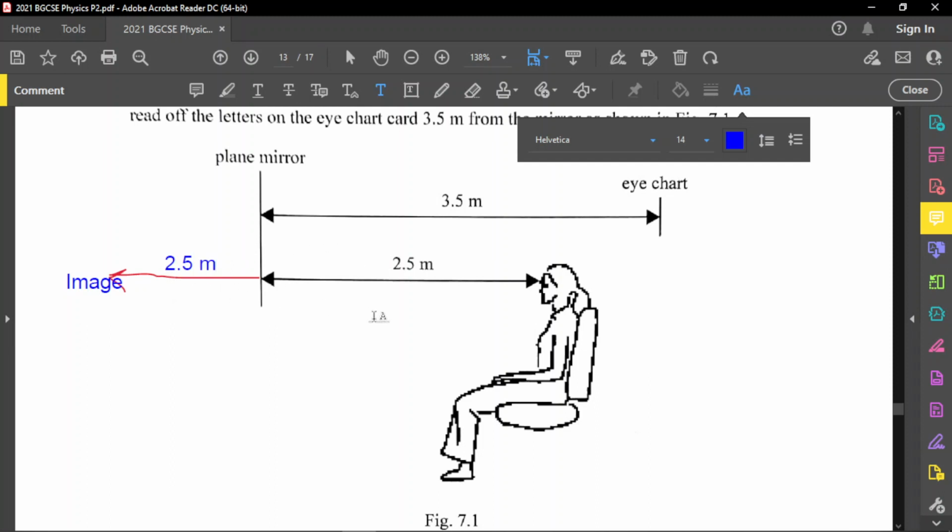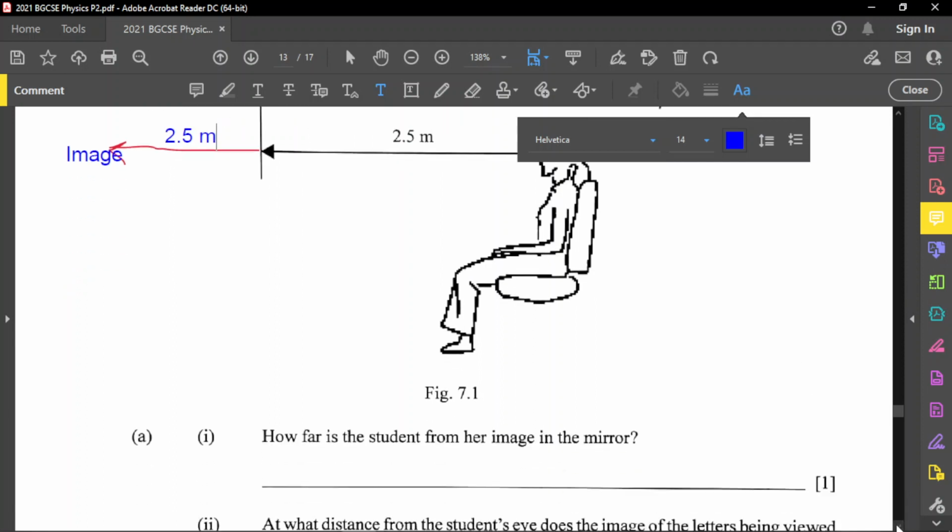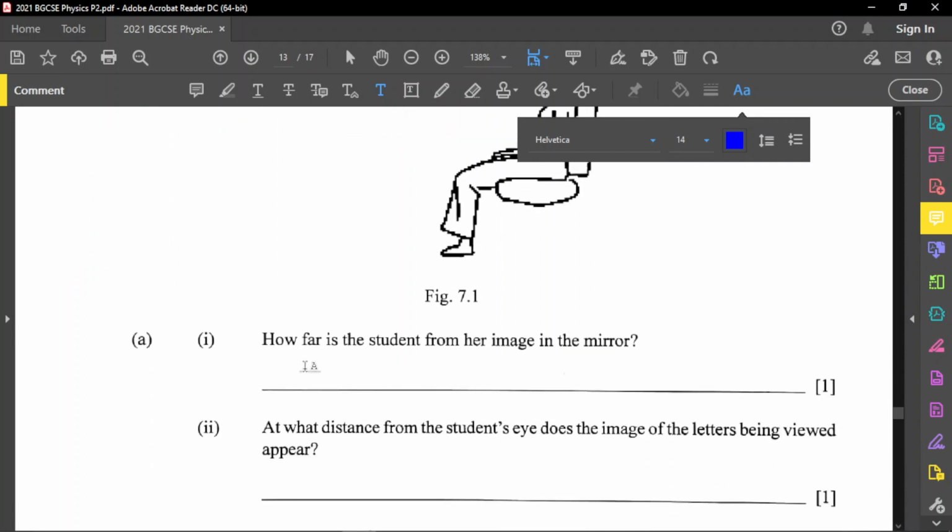So how far she is sitting from her image is actually 2.5 plus 2.5. Let's work that out quickly: 2.5 meters plus 2.5 meters, which is her distance in front of the mirror and the image behind the mirror. That gives a total of 5 meters. So she's 5 meters away from her image.